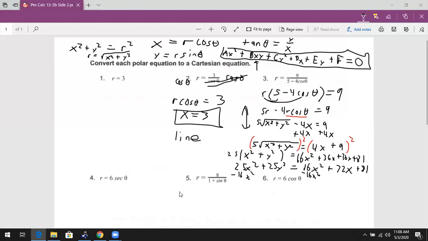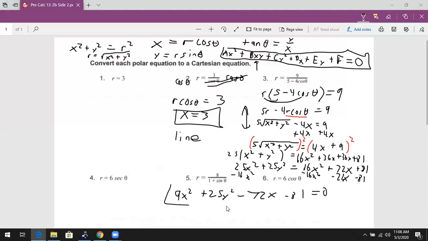That leaves me with 9x squared. I want to drop that, plus 25y squared. I'm going to bring this over, minus 72x. I'm going to bring this over, minus 81 equals 0.